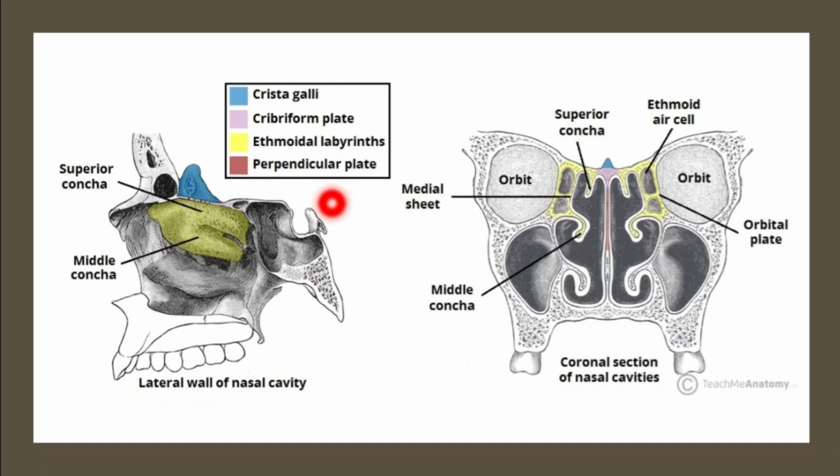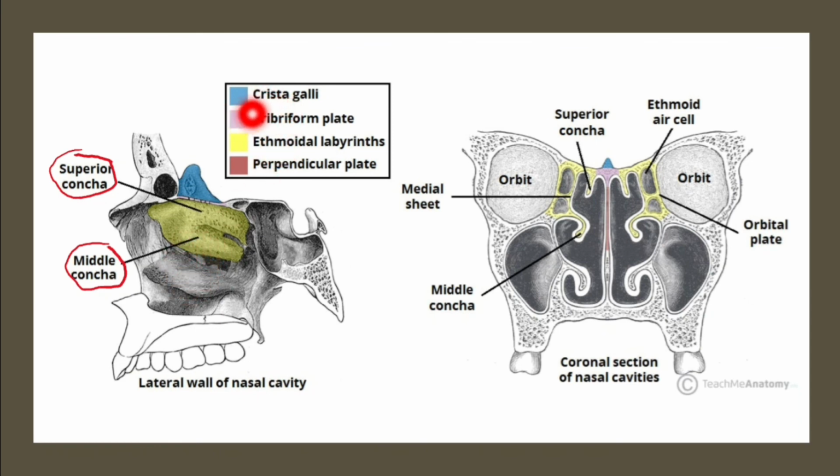So here you can see the ethmoidal labyrinth in yellow, right? So you can see here the superior nasal concha and the middle nasal concha here, right? Inferior nasal concha is a separate bone, right? We'll cover it later in viscerocranium bones, right?